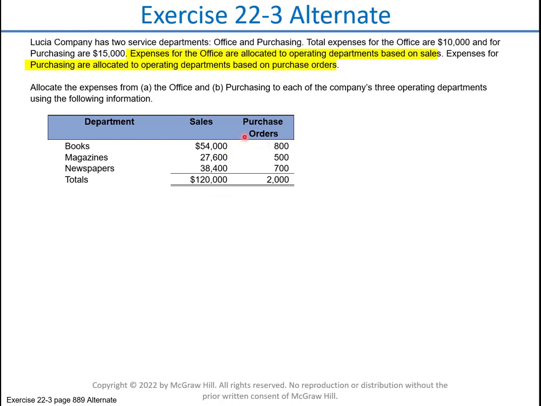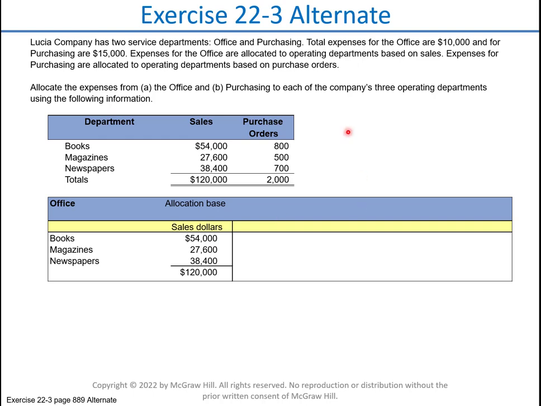So we have the information for sales here for each of the operating departments and the information for the purchase orders in this column. The office has a total of $10,000 that we need to allocate to the three departments, and the purchasing department has $15,000 that we need to allocate.